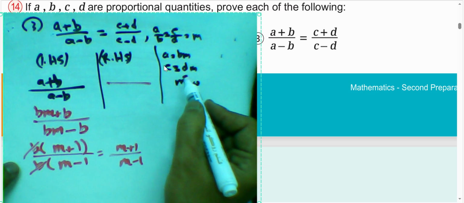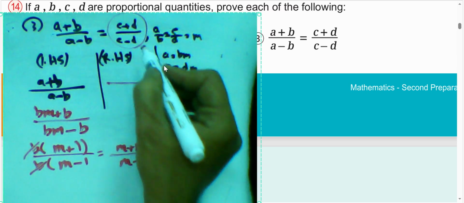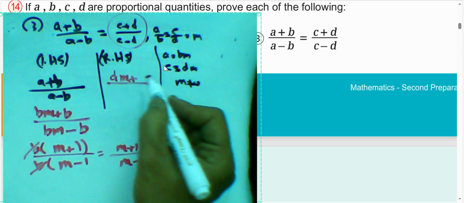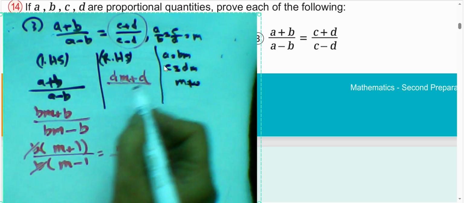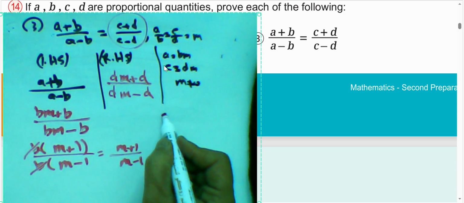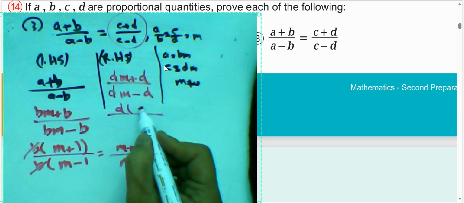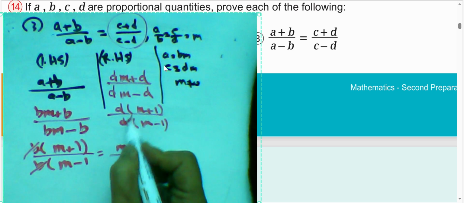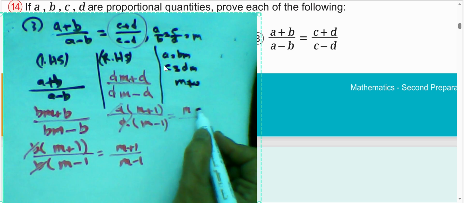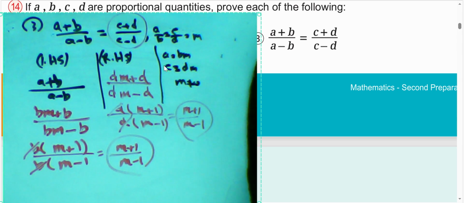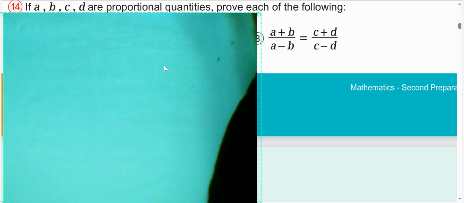And the right hand side, c plus d. c is dm, so (dm plus d) over (dm minus d). We can write d as a common factor, then we have m plus 1 on top, and on the bottom we have m minus 1. Then the result will be m plus 1 over m minus 1. The left hand side equals the right hand side here. It's the same answer. Next question.